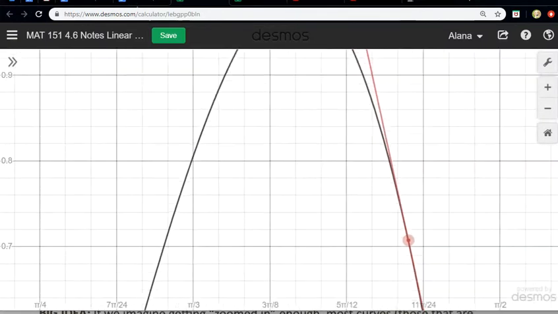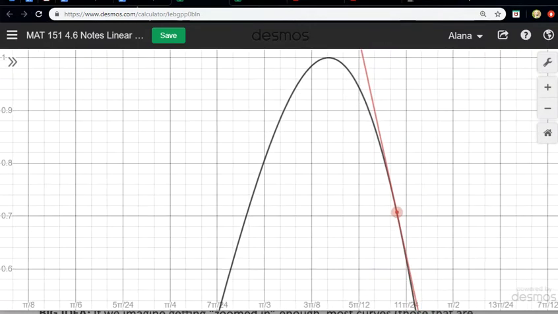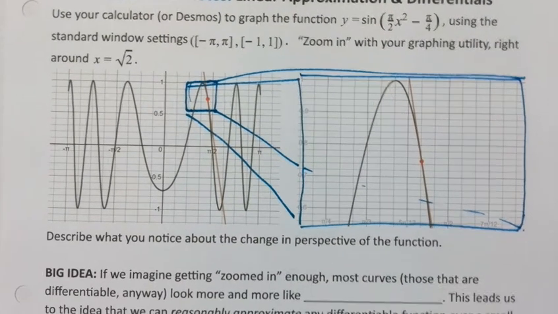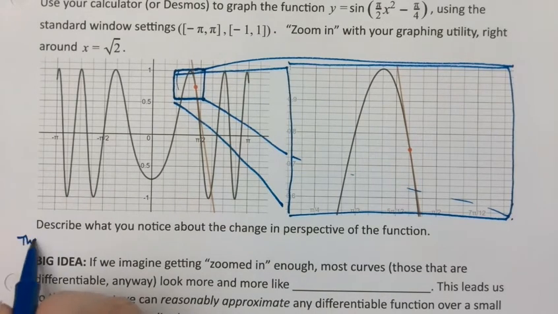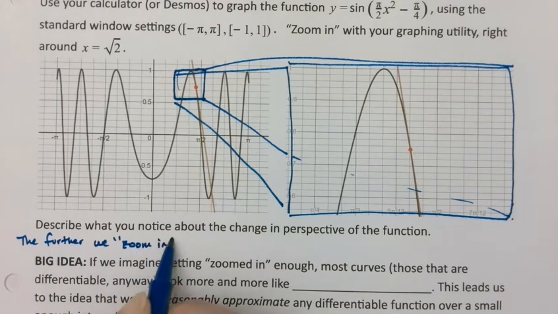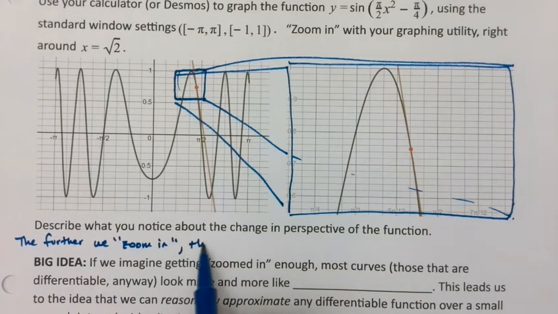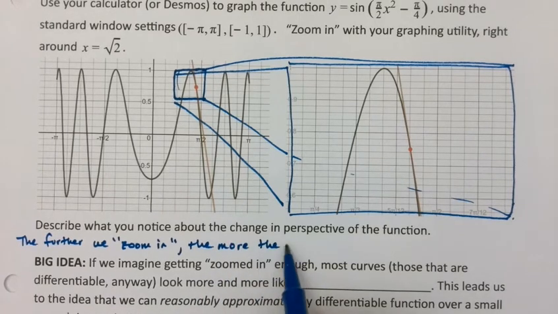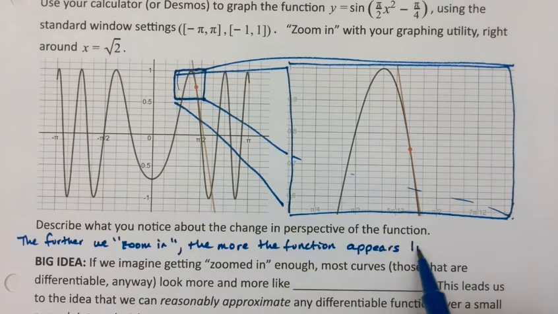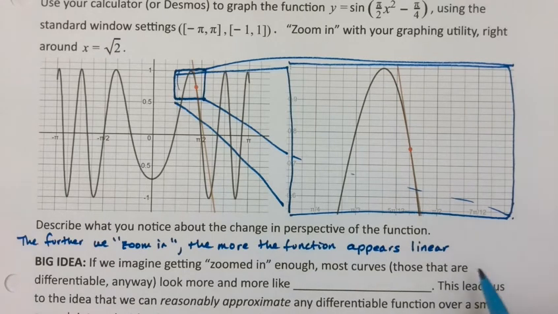That's something called local linearity. It's saying that if you have a differentiable function and you zoom in enough, you will eventually have something that looks a lot like a line. The further we zoom in, the more the function appears linear. It's not, but it appears so as we zoom in more and more. That's a very special concept. It's called local linearity.